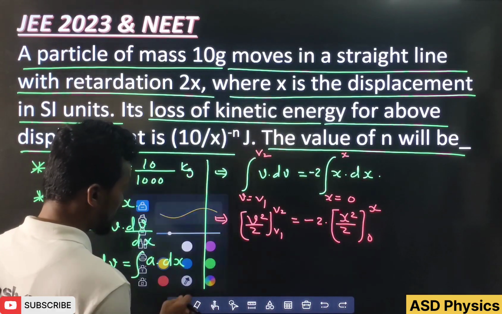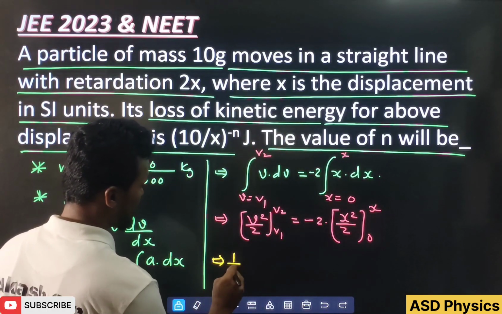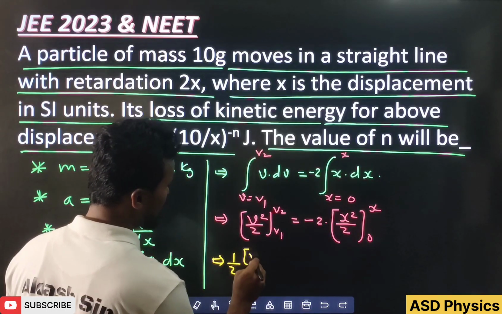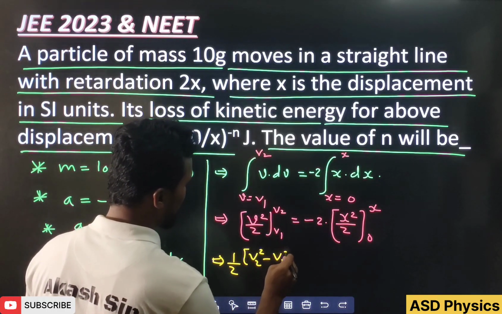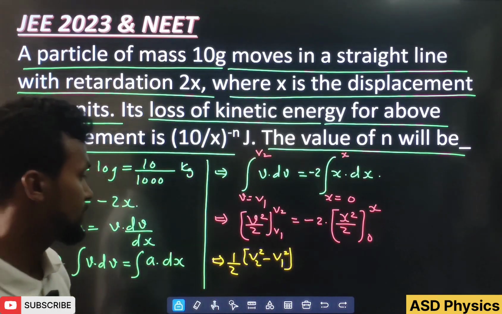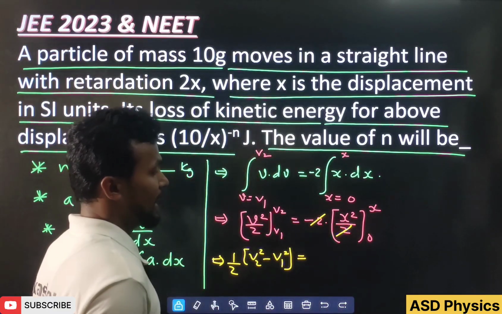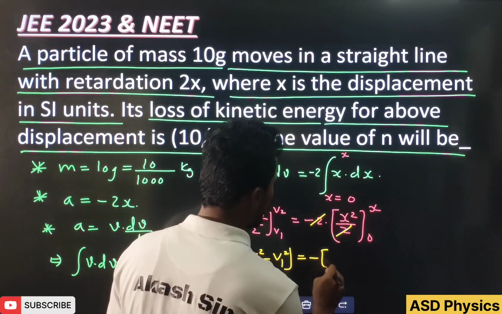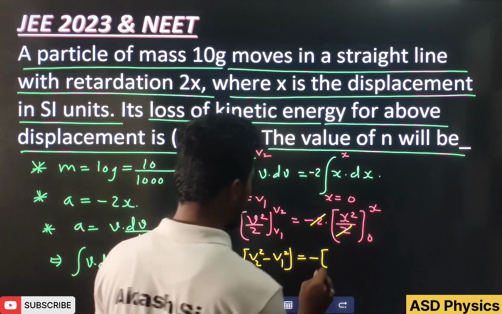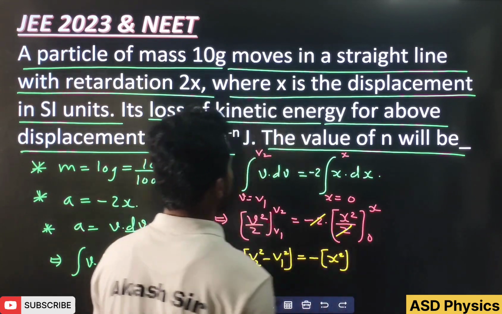Now when I simplify this, the half will come outside and it becomes v2 square minus v1 square. After that, the 2 and 2 cancel, and minus upper limit means x square minus 0 square. So what is coming here is x square.